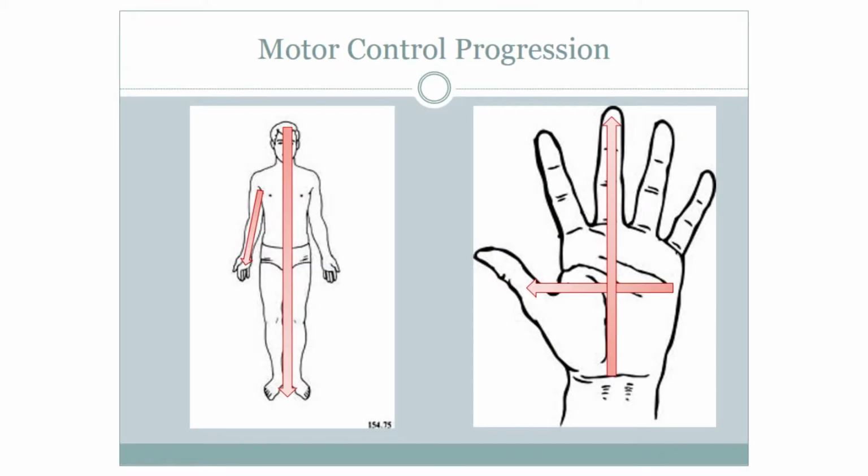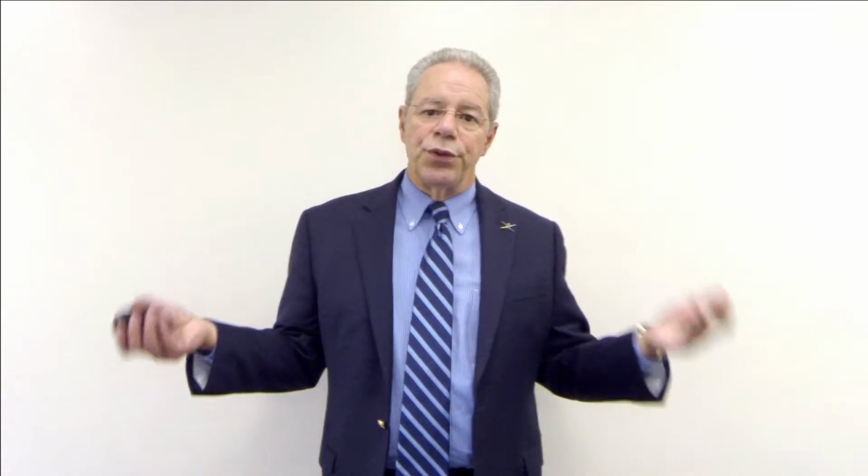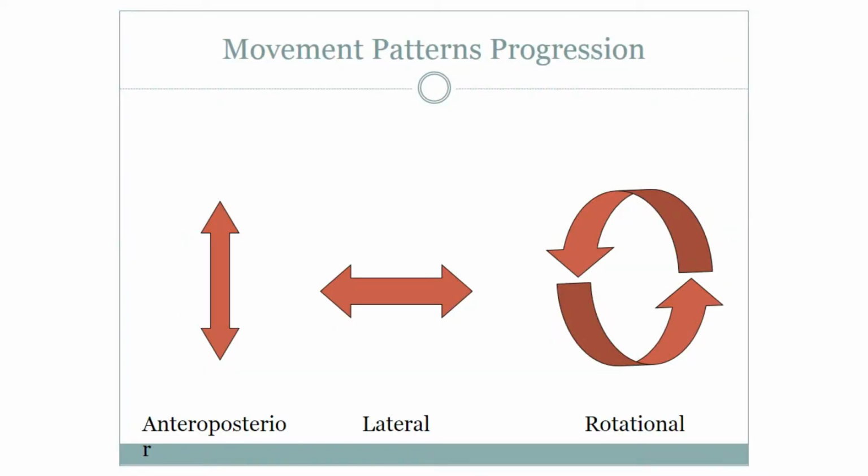Again, the diagram is a simple diagram that demonstrates the progression, the cephalocaudal progression of gross motor development, with progression in a proximal distal fashion of fine motor development. Another important thing to look at movement patterns is that they progress in a very predictable way. Gross and fine motor skills progress first in an anteroposterior plane. They then move to a lateral plane, and ultimately we add rotational movements.